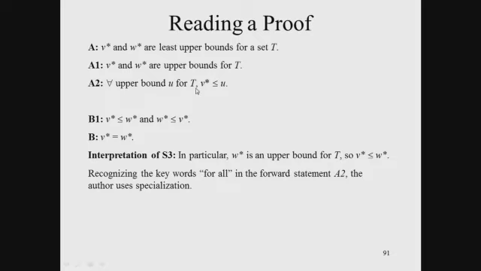And the something that happens? V star is less than or equal to U. Now we have to look for one particular upper bound for T.